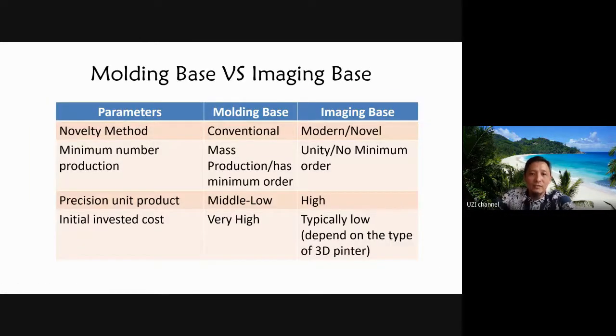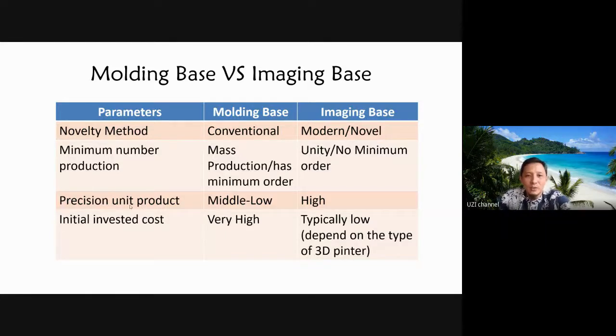What are the differences between those two classifications of polymer processing? Let's see the novelty of the method. I think the molding base is a kind of conventional method, and the imaging base is modern, a novel method. Based on minimum production number, the molding base needs a minimum order, or mass production. But for the imaging base, we can make a unity, only one piece. It means there is no minimum order.